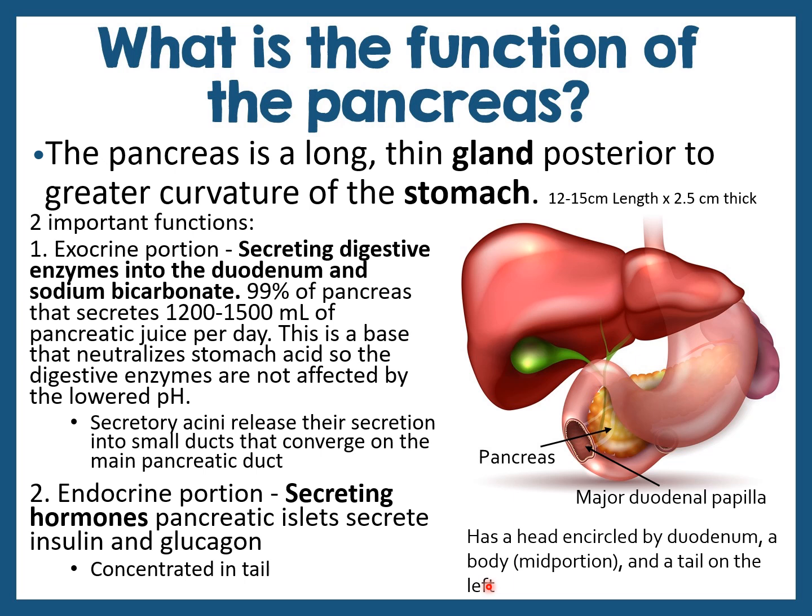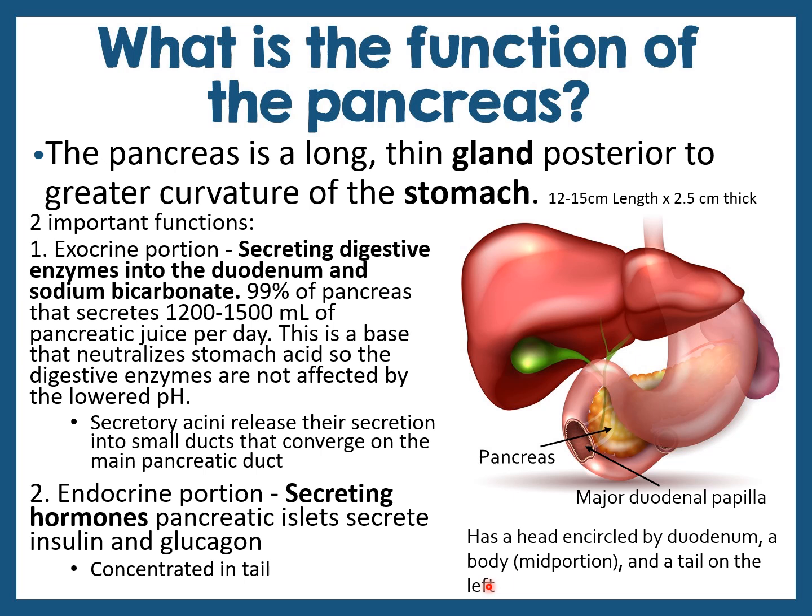It's going to release about 1,200 to 1,500 milliliters of pancreatic juices a day. And because of the sodium bicarbonate, that gives this pancreatic juice a pH of greater than 7. So it is considered to be basic. And that is beneficial because the chyme that gets released into the duodenum from the stomach is very acidic. So the sodium bicarbonate will neutralize the stomach acid.